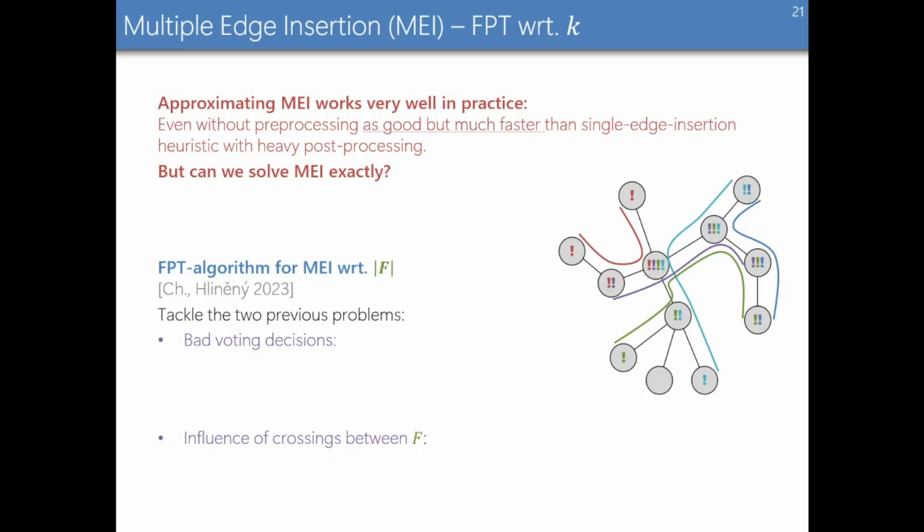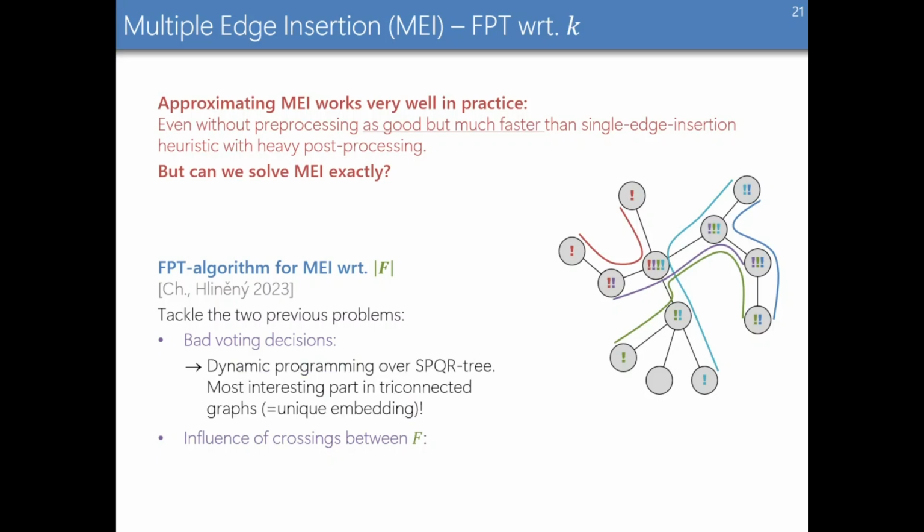We don't need to do a voting scheme, but we have a tree, and when I have a tree and I'm an algorithmicist, I, of course, do some dynamic programming on the tree bottom up. And that's something I can do. So I just run a dynamic program over the SPQR tree, which just fixes the best decision for every decomposition node. That's expensive, but it's parameterized in the number k of edges that I need to insert.